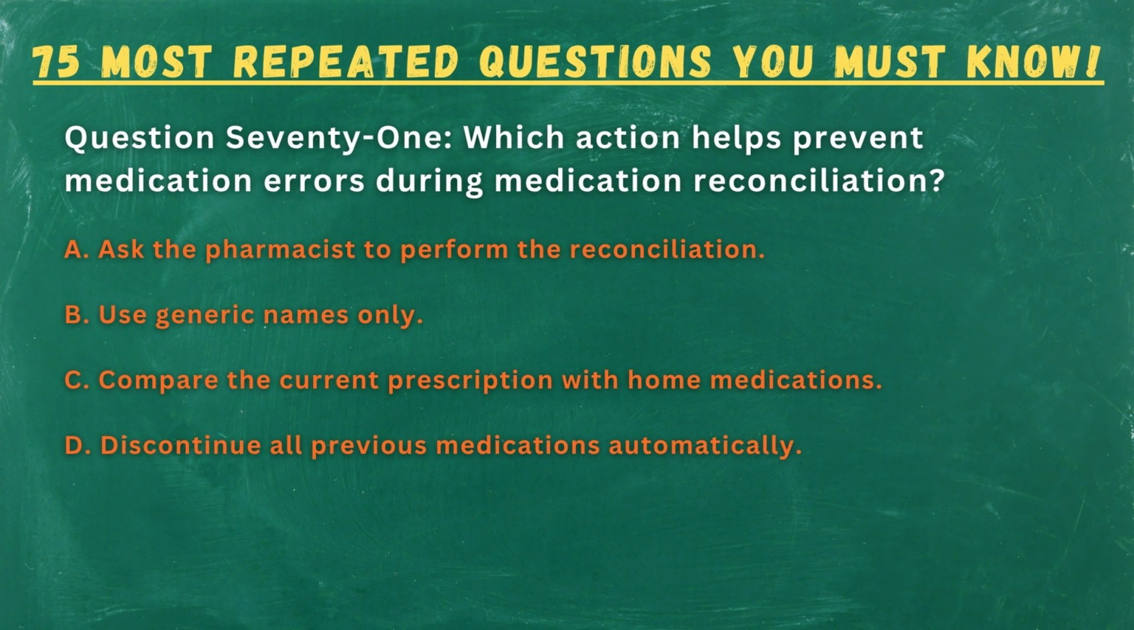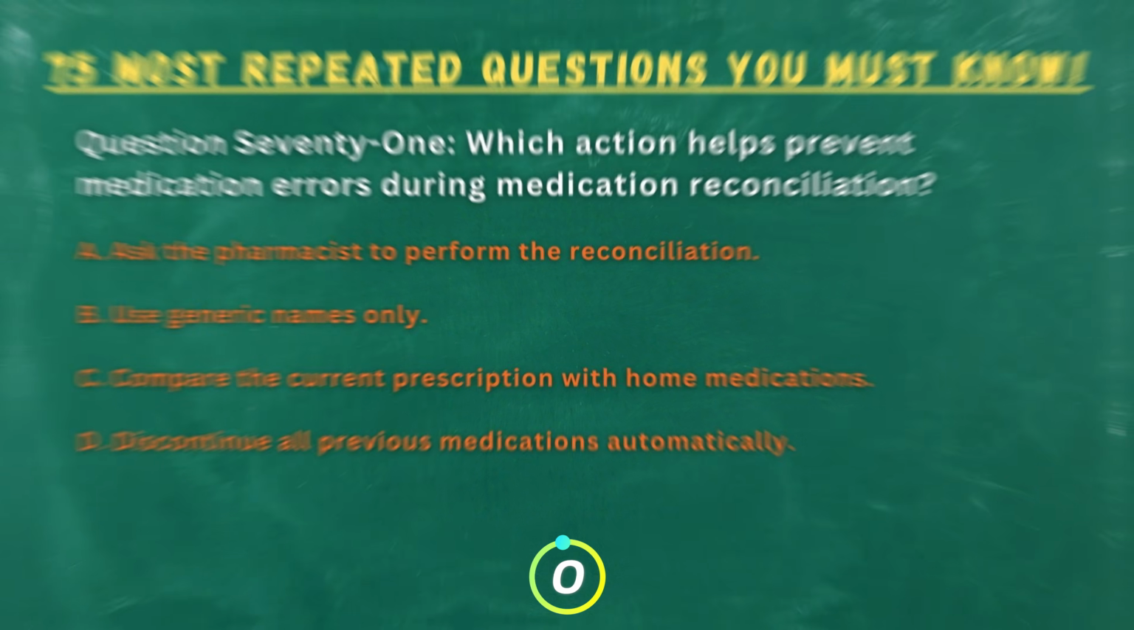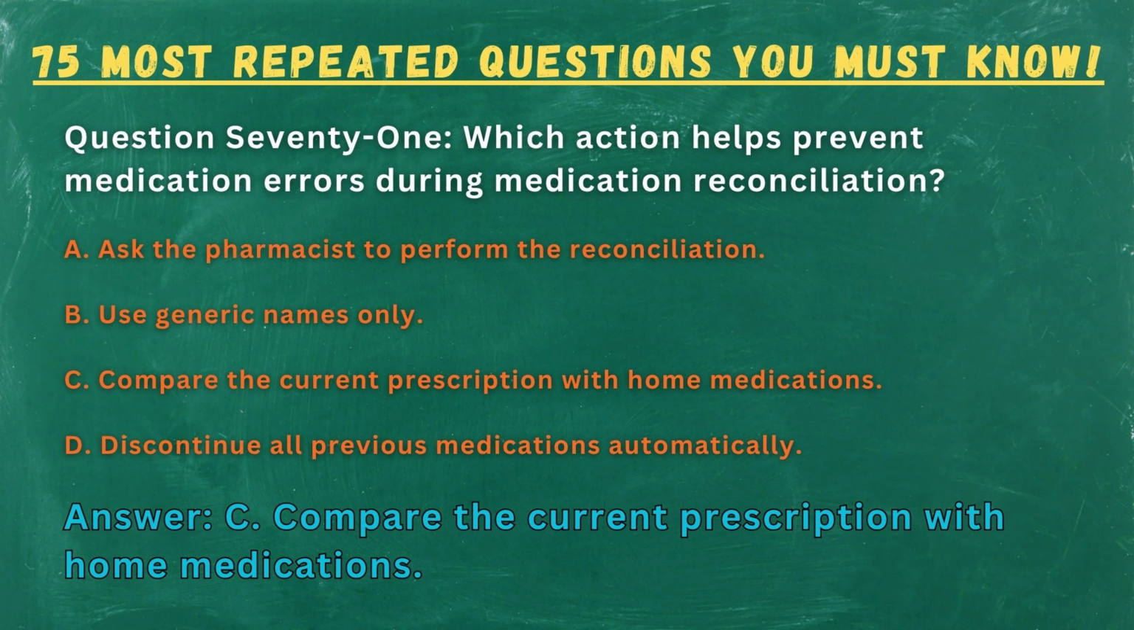Question 71. Which action helps prevent medication errors during medication reconciliation? A. Ask the pharmacist to perform the reconciliation. B. Use generic names only. C. Compare the current prescription with home medications. D. Discontinue all previous medications automatically. Answer: C. Compare the current prescription with home medications.